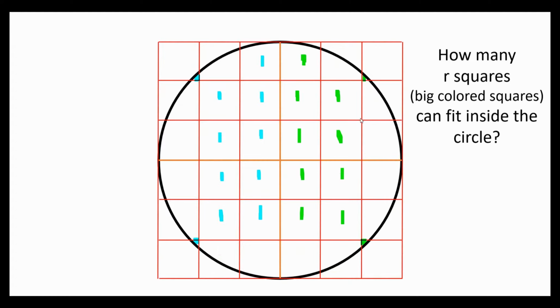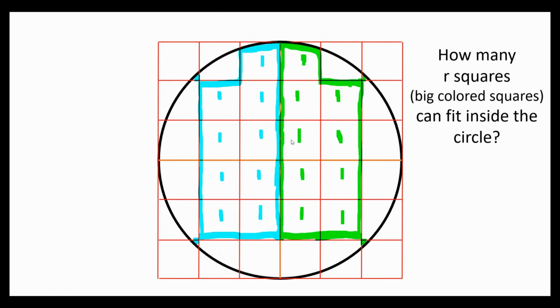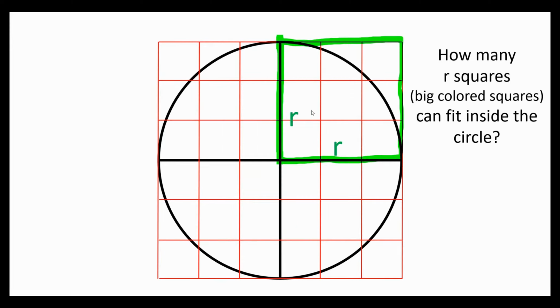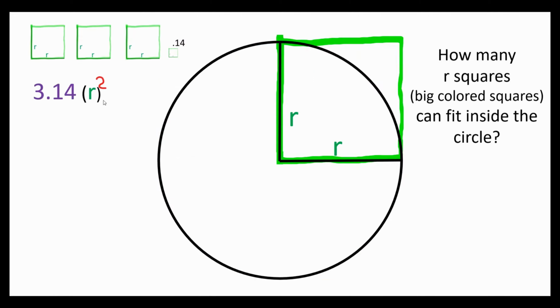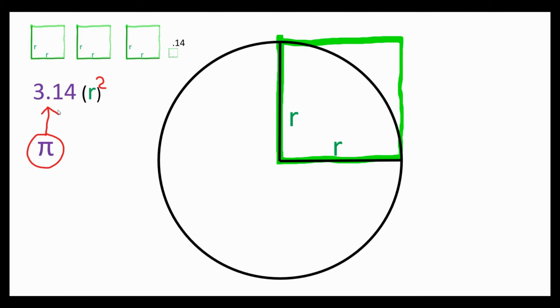Well, let's see. If I break it up a little bit, I can see I can put the green one in there and the blue one in there. So I know that I can fit at least two of them. As a matter of fact, these squares right here, this R squared, it turns out you can put 3 and a little bit more inside the circle. That little bit more is 3.14. 3.14 times R squared is the area. That's how many R squares are needed to fill the area. And of course we know this is pi.